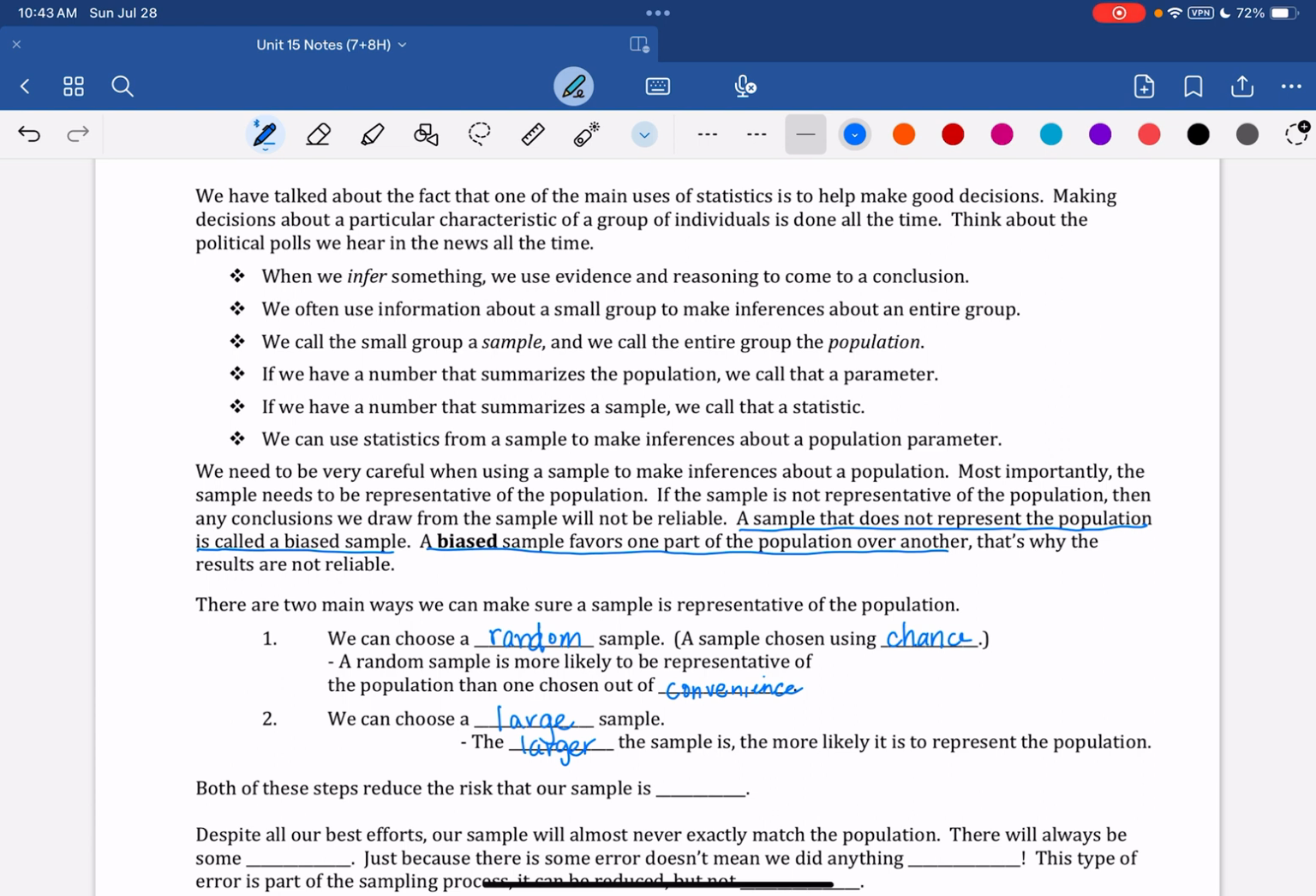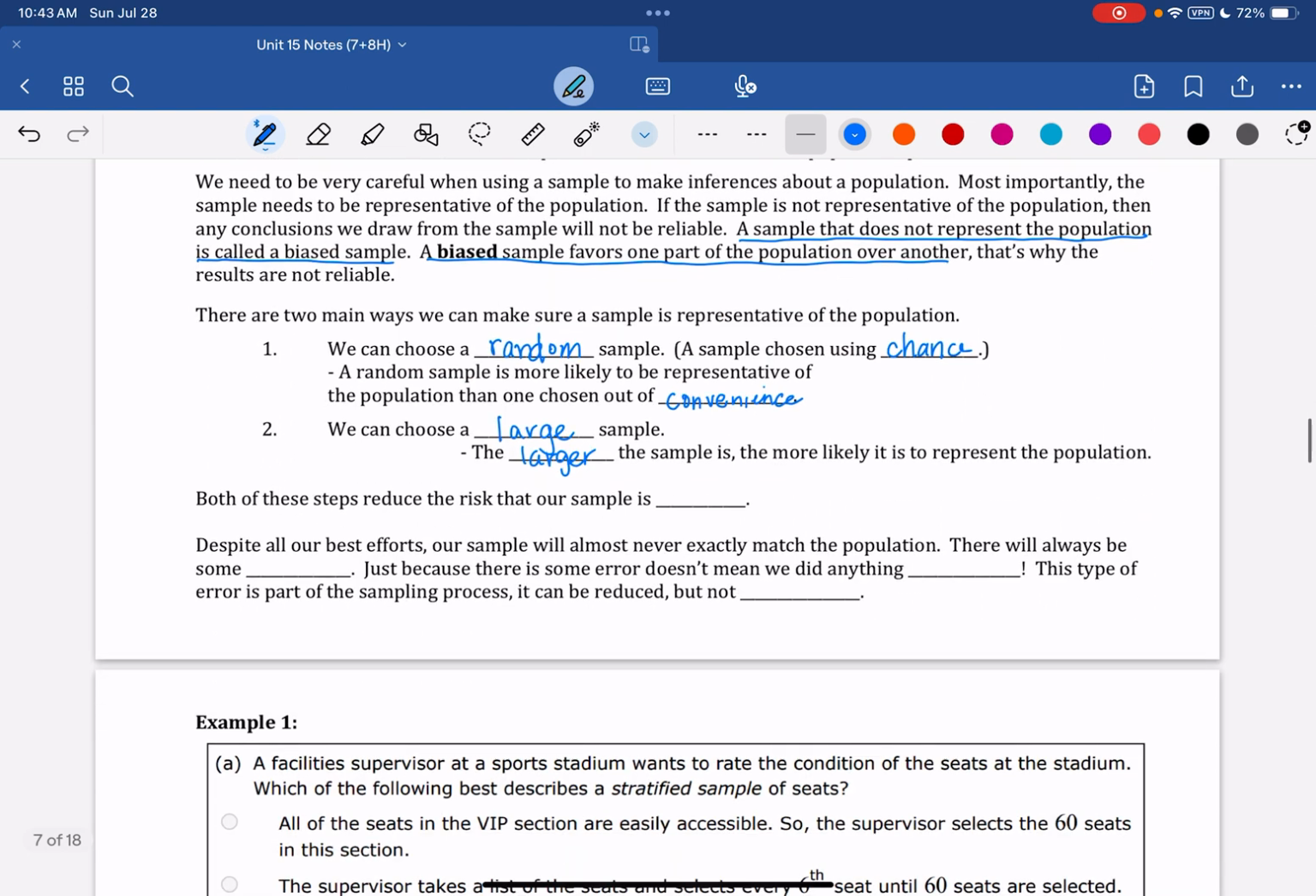Let's say we have a population of 1 million people. If we only sample 10 of those million people, that's not very accurate. But if out of that million we sampled 100,000, that might be a little bit better of a size. Both of these steps reduce the risk of making it biased.